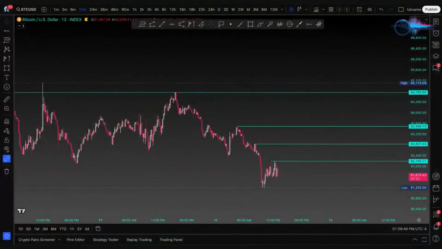But we were just chilling, looking at some charts. Ain't really much going on. Bitcoin being lazy. Not really doing much. Looking for a break at 82,193.